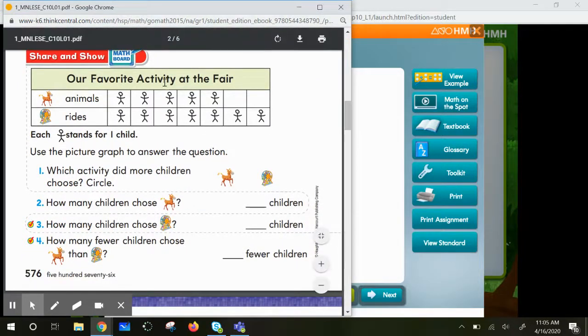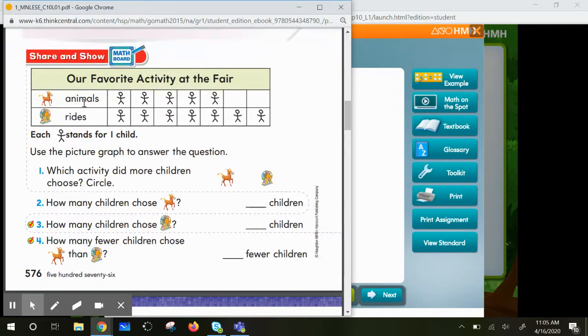Our favorite activity at the fair. It is important that when we make a graph, each graph has a title. This tells us what the graph is about. And then these on the side tell us what information is going to be part of that graph. Animals, rides. Again, each stick figure represents one child.